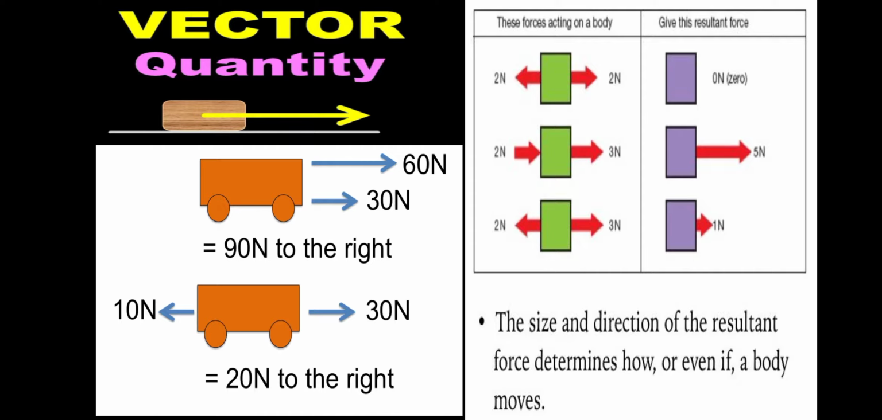In the third example, we can see an object, it is receiving 3 Newton force towards the right side, and 2 Newton force is being exerted from the left side. So the resultant force is only 1 Newton as the directions are just opposite. Thus we see the size and direction of the resultant force determines how much net force a body will experience if it is moving.